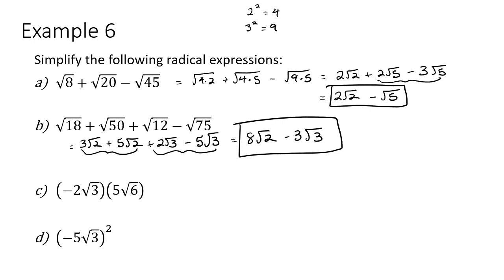Parts C and D both deal with multiplication. For part C, we've got negative 2 square roots of 3 times 5 square roots of 6. Let's just think about what this means. That's a negative 2 times the square root of 3. There's no addition or subtraction here, so the parentheses aren't adding anything. That's going to be times 5 times square root of 6.